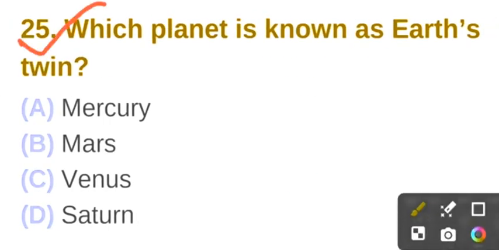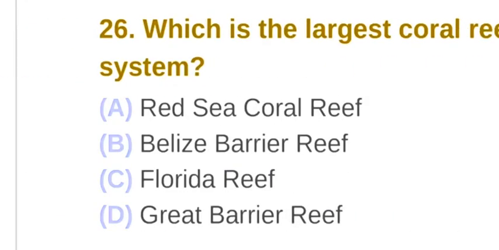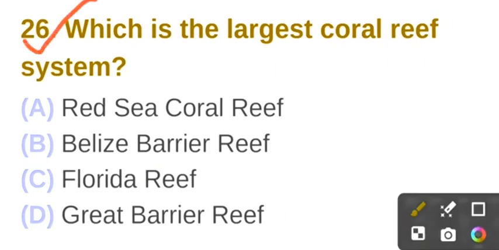Question number 25. Which planet is known as Earth's twin? The correct answer is option A, Mercury. Question number 26. Which is the largest coral reef system? The correct answer is option D, Great Barrier Reef.